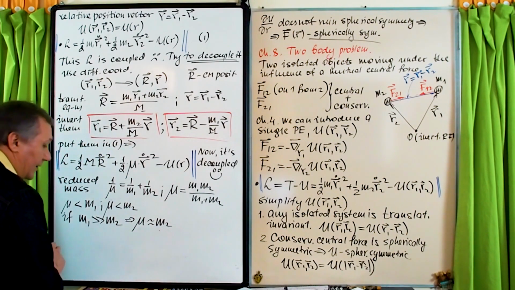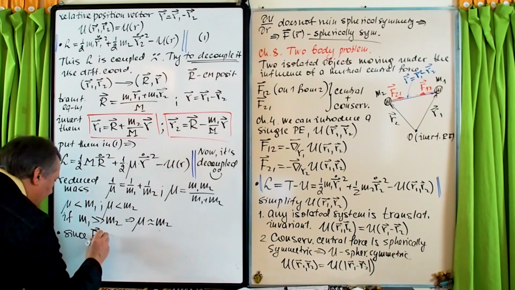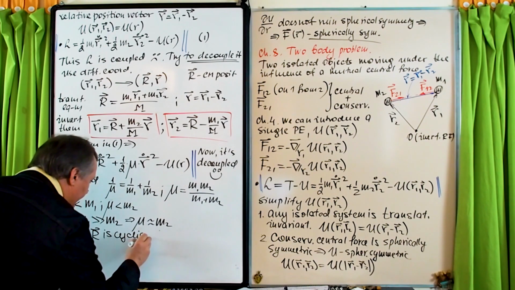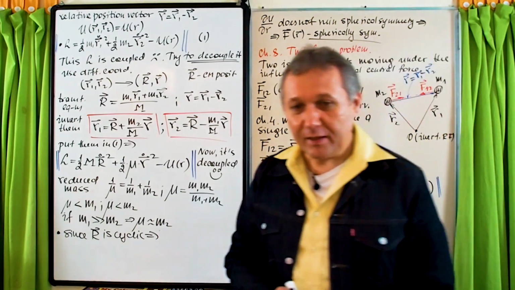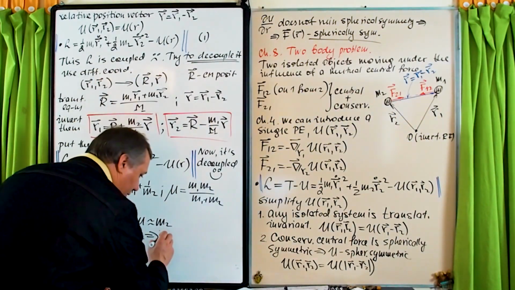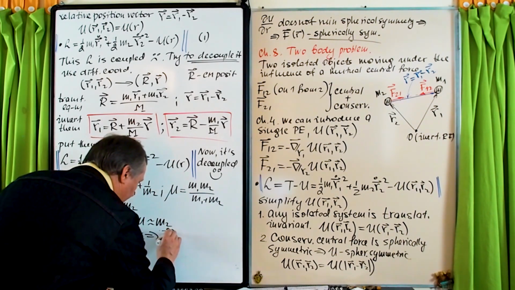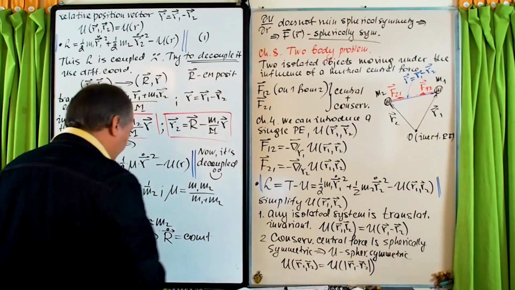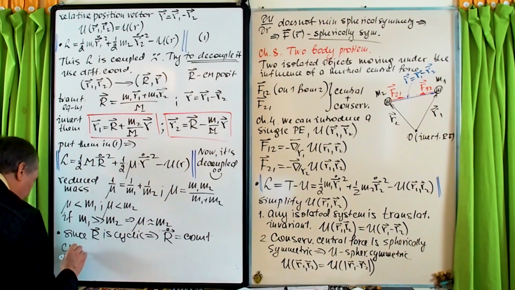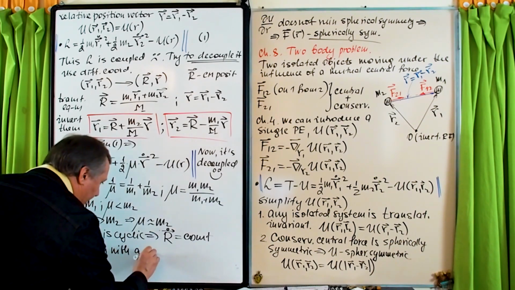So now, next level of simplification. Since R is cyclic, the corresponding linear momentum is conserved, and R dot equals constant. So center of mass moves with a constant velocity. So the center of mass moves with a constant speed.